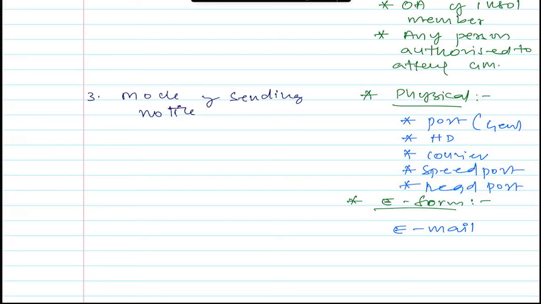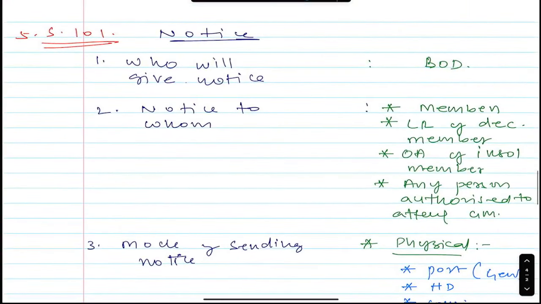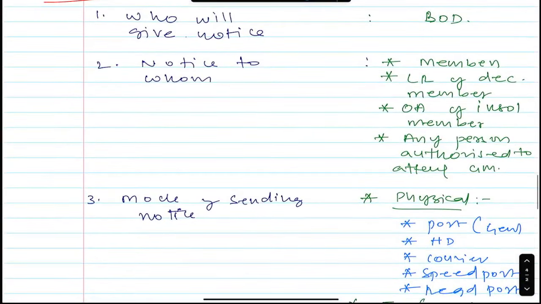Are you all listening and writing? Yes, sir. Tell me, point number one, who will give the notice? Board of Directors. Notice to whom? Member, legal representative of deceased member, official assignee of insolvent member, any other person authorized to attend the meeting, like directors, auditors, debenture trustees, etc.